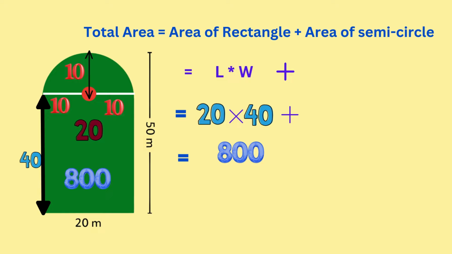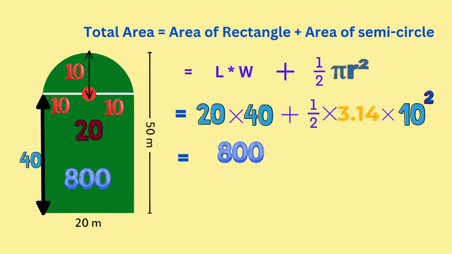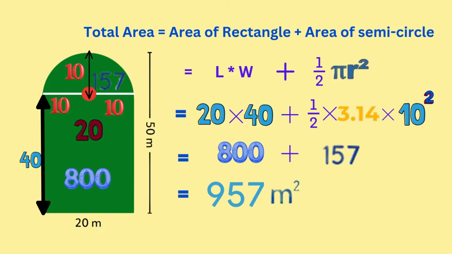Now, we need to find the area of the semicircle. Recall that the area of a circle is pi r squared, where r is the radius of the circle. So the area of a half circle is therefore half times pi r squared. Using pi as 3.14, the area of the semicircle is half times 3.14 times 10 squared. This gives an area of 157 square meters for the semicircle. Therefore, the area of this compound shape is the sum of the area of the rectangle, which is 800 square meters, and the area of the semicircle, which is 157 square meters, which gives a total of 957 square meters.